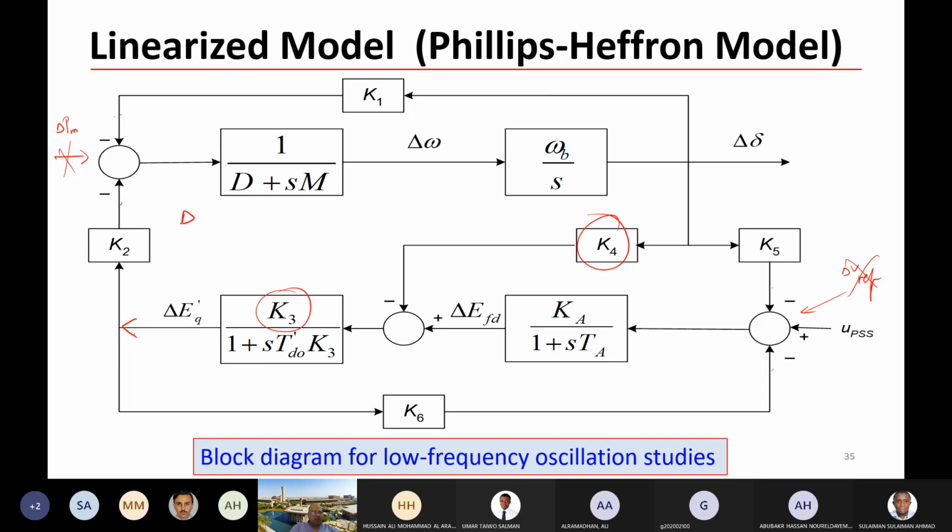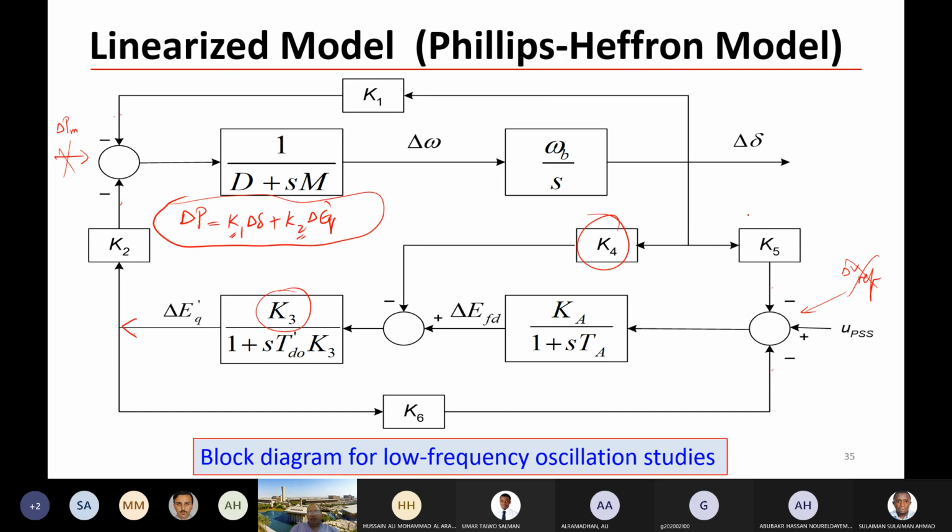Now we mentioned here that delta B equals K1 delta delta plus K2 delta Eq prime. How to reach this conclusion? How can we derive this? And what is the value of K1? What is the value of K2?